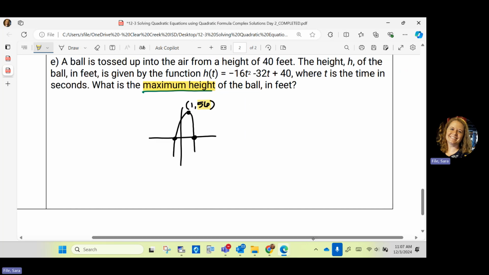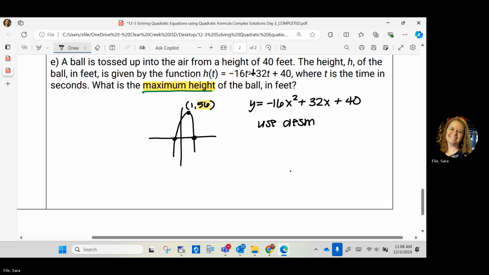I'm going to fix that typo in my problem here. Make sure you change that to a plus sign there. I'll actually rewrite it with y and x instead of the t. So I used Desmos again. And the height was 56.6.